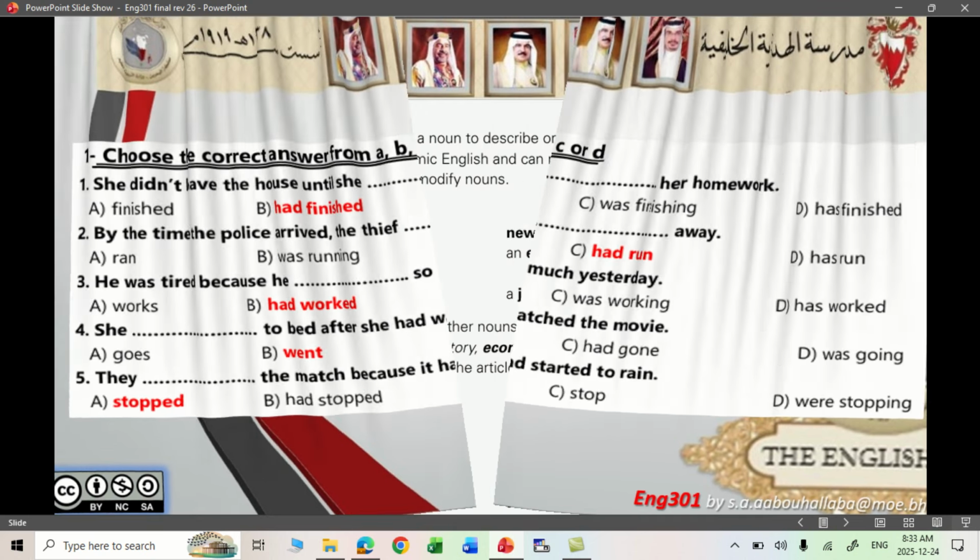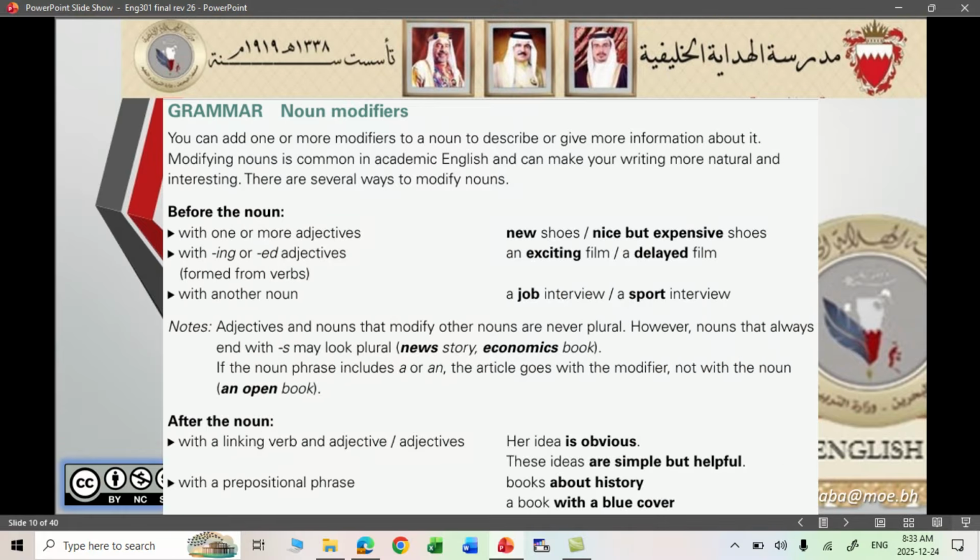Let's move to the next grammar topic we have got. It is the noun modifier, and here we refer to the words that you can use to give extra information about a noun. We can use those noun modifiers before a noun. An example could be with one or more adjectives. We can use adjectives to modify a noun. For example, new shoes, nice but expensive shoes. It could be one word, one adjective, or it could be more than one with a linker or a conjunction.